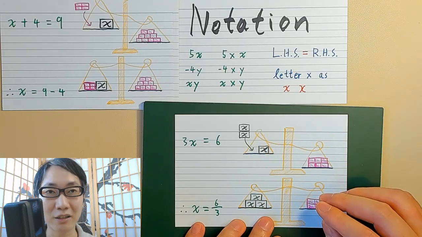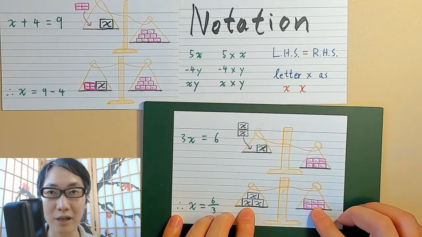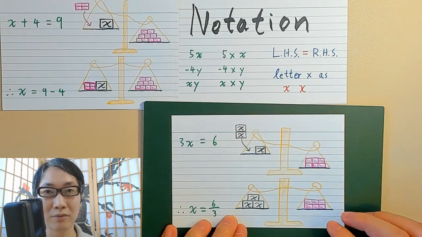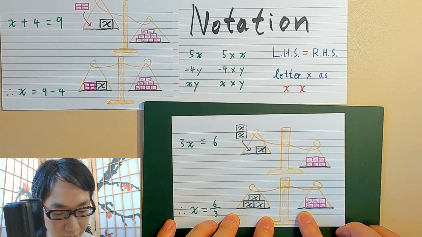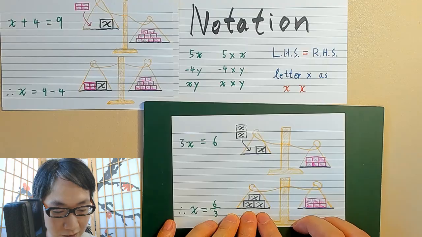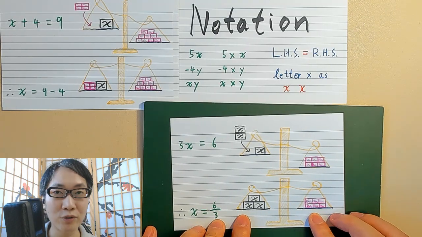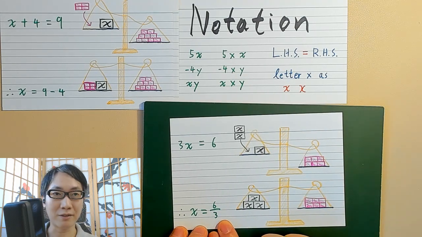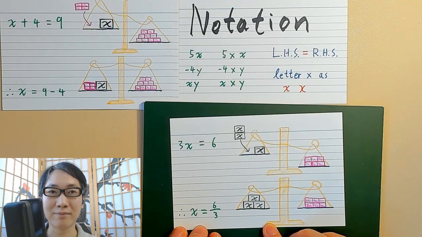So if we have to count x 3 times, then we add 2 more boxes of x, and now they are equal. So this is this equation. And you can deduce from here that each box of x has 2 unit mass inside. And we do that by doing 6 divided by 3, like here. So x is equal to 2. There are 2 unit mass inside the box of unknown x.